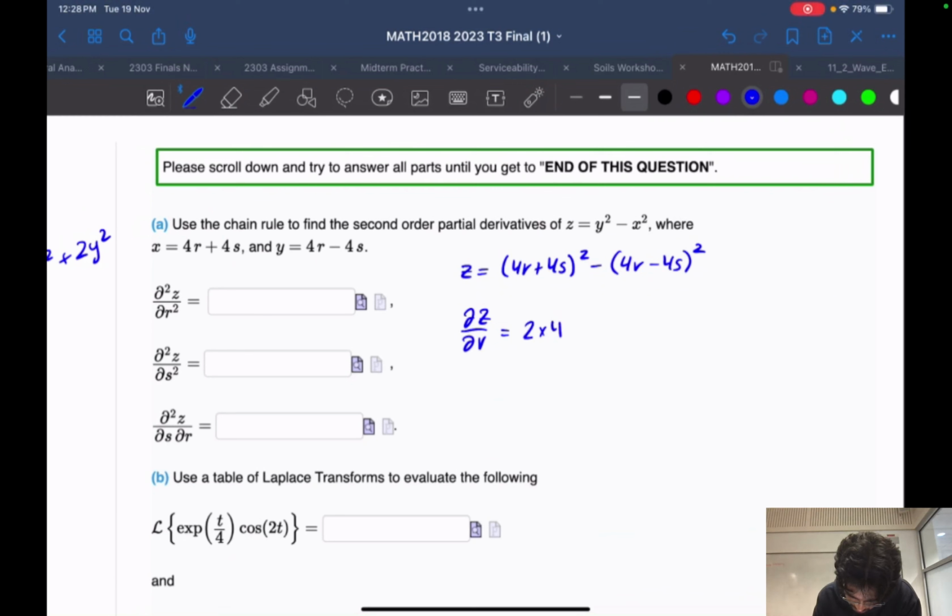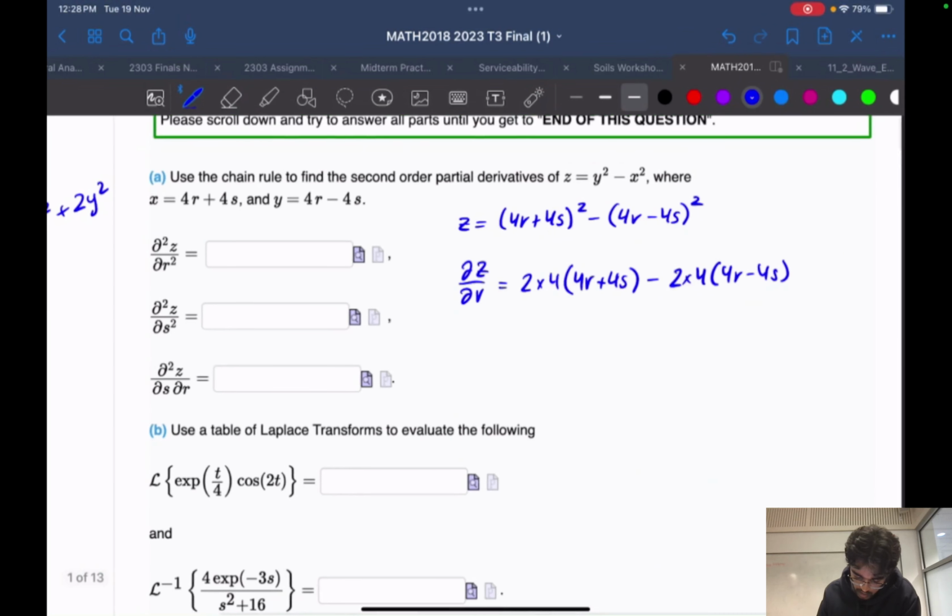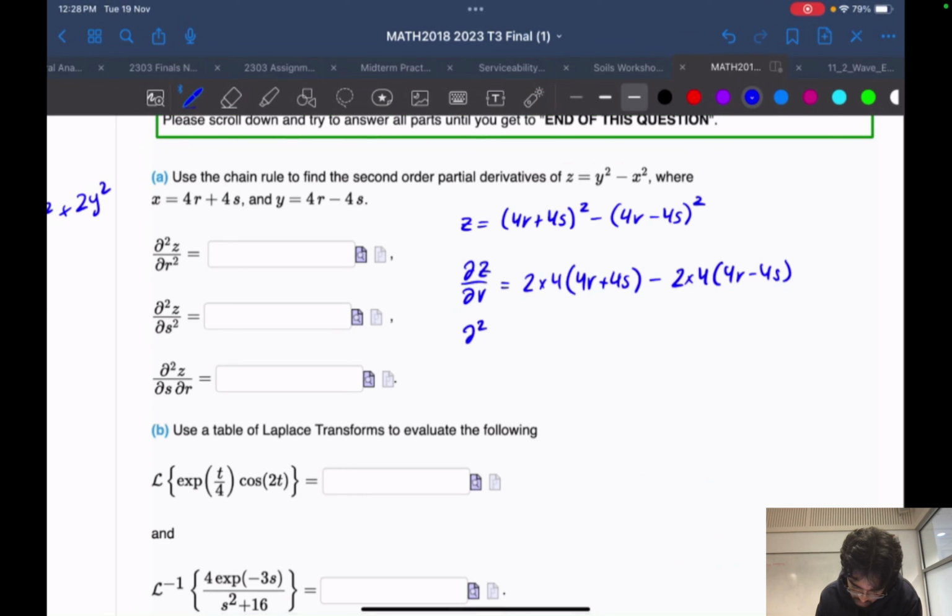In this case, I want to treat the s term like a constant, and you end up getting 2 times 4 times 4r plus 4s using chain rule, minus 2 times 4 times 4r minus 4s. Okay. Differentiating this again with respect to r, r squared, you get 2 times 4 times 4 minus 2 times 4 times 4, and both of these cancel out, so you just get 0.